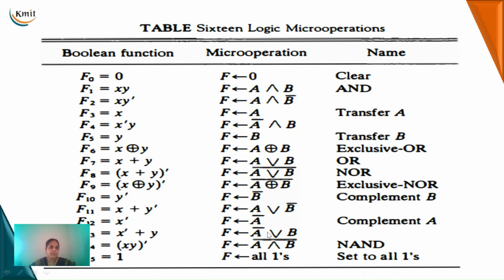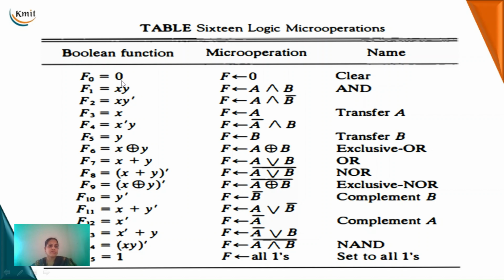So this is the table for the 16 logic operations which are represented from F0 to F15. If you look at this particular table, there are four basic logic operations based on which the other 12 logic operations are derived, which are nothing but AND, OR, NOR and complement. Using these four logic operations, all the remaining 12 Boolean functions have been derived. So let us look at each function.